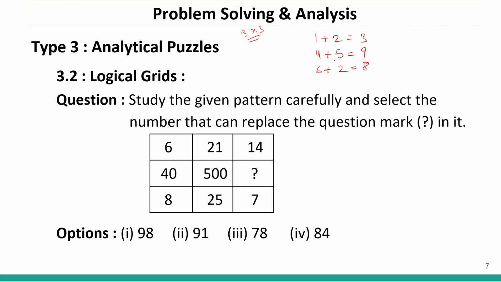1 plus 2 will give me 3. 4 plus 5 will give me 9. 6 plus 2 will give me 8. Something like this. Correct? This is your logical grid.